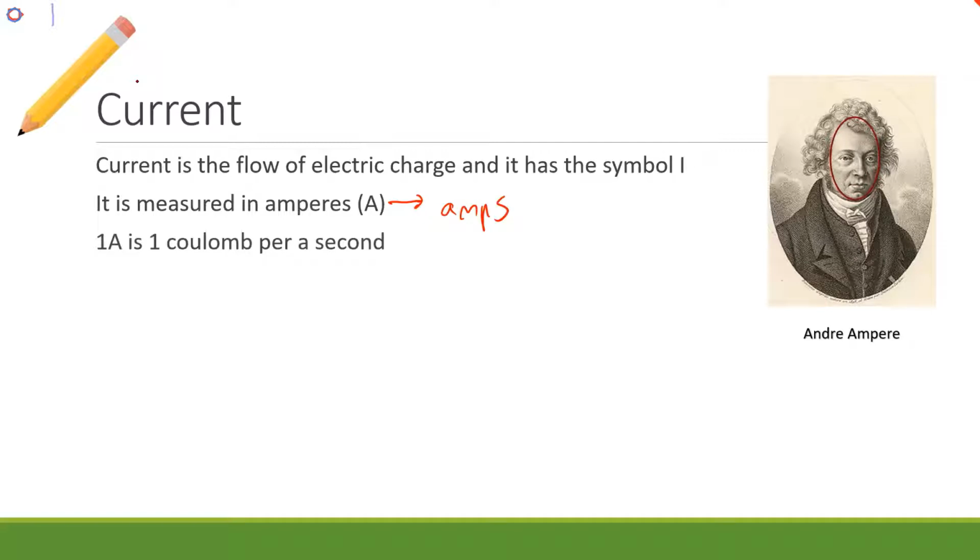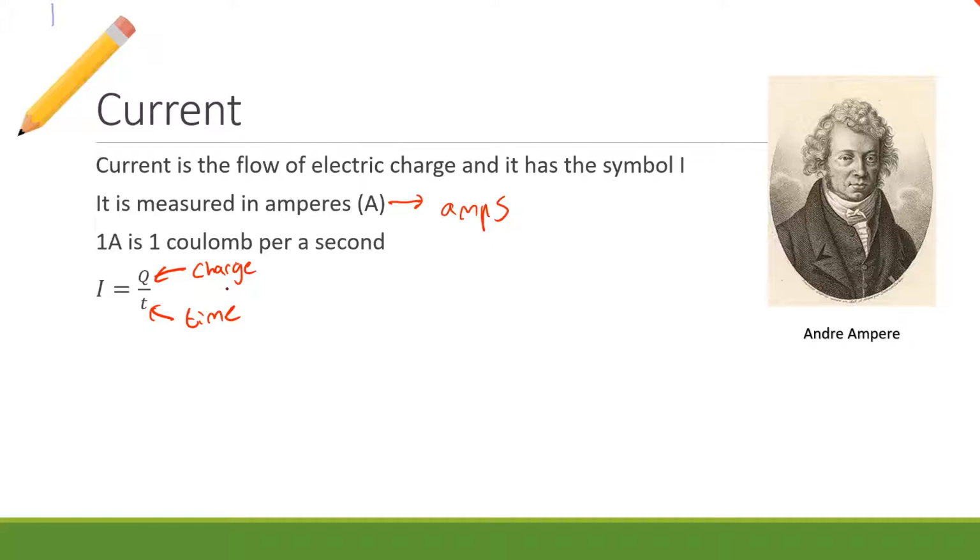And this is now where the formula comes in. 1 amp is 1 coulomb per second. So it's sort of got to do with speed. It's got to do with how quickly something moves. So this formula here, I equals Q over T, is the formula for calculating the current of something. The current is the charge divided by the time, or how long it takes.